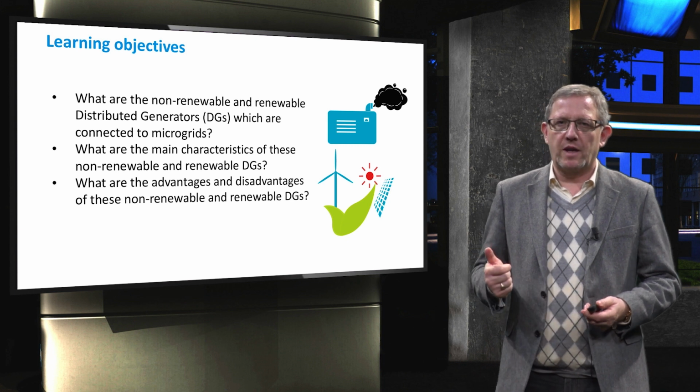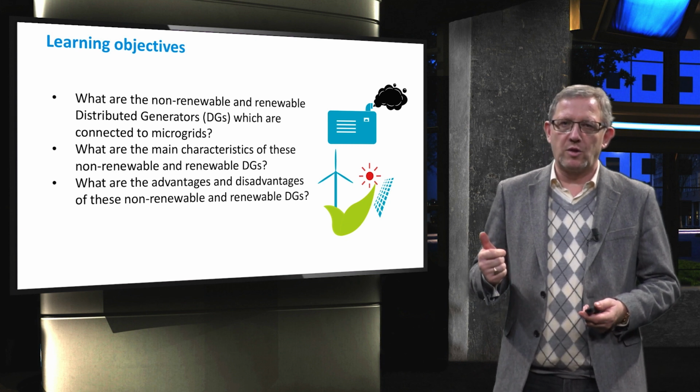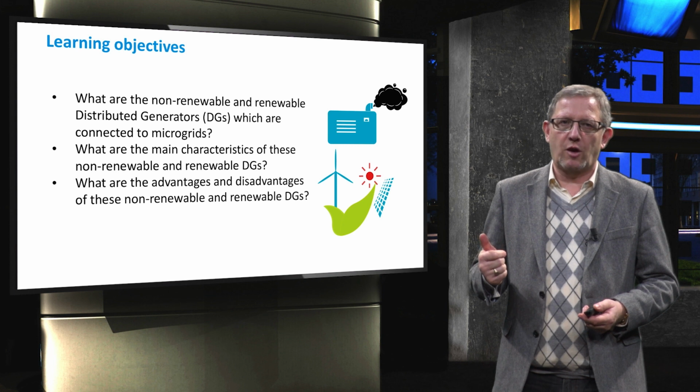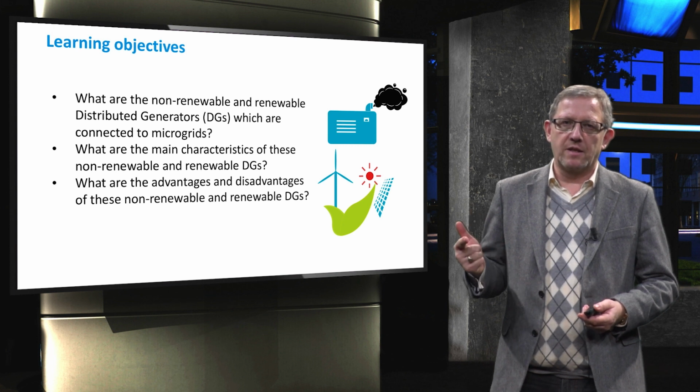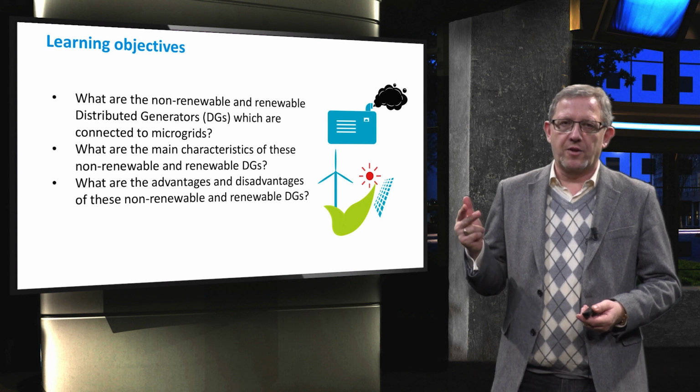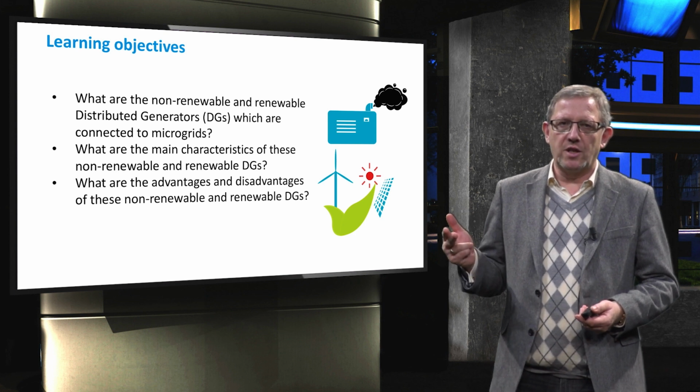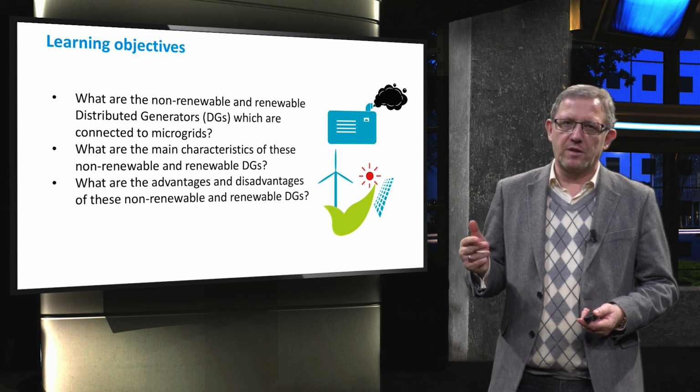First, what are the non-renewable and renewable distributed generator technologies which are connected to a microgrid? Second, what are the main characteristics of these units? Third, what are the advantages and disadvantages of these non-renewable and renewable generators?